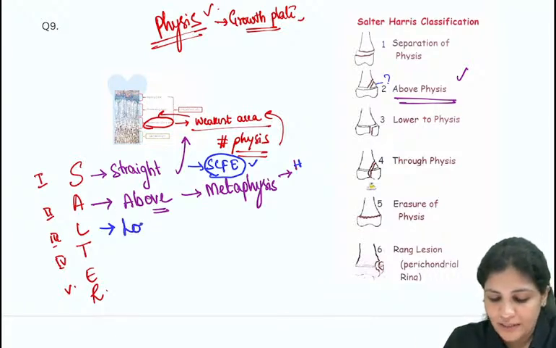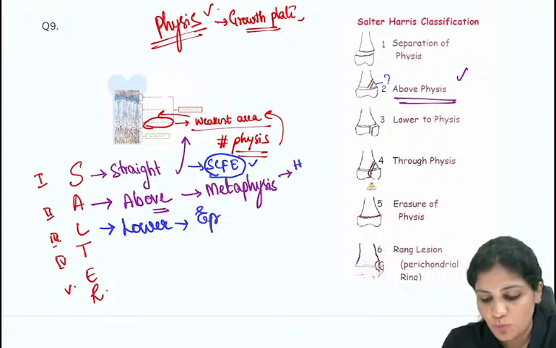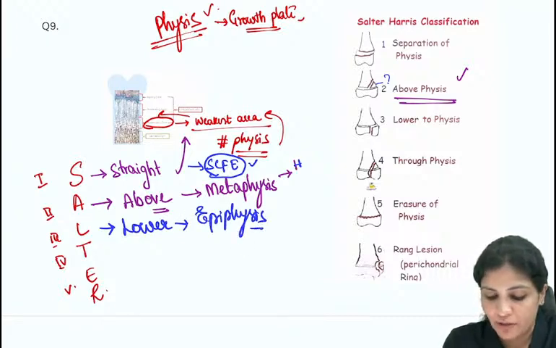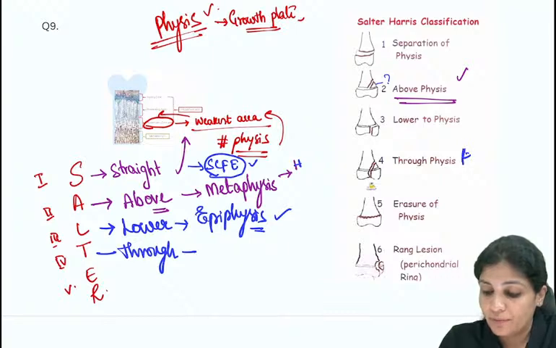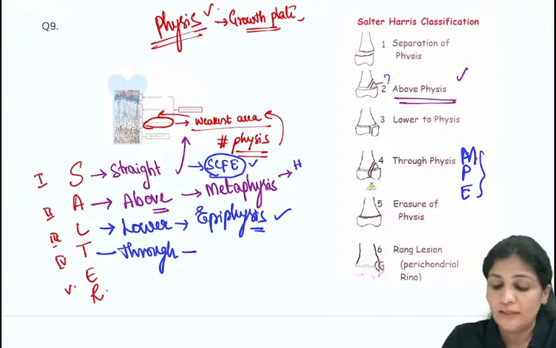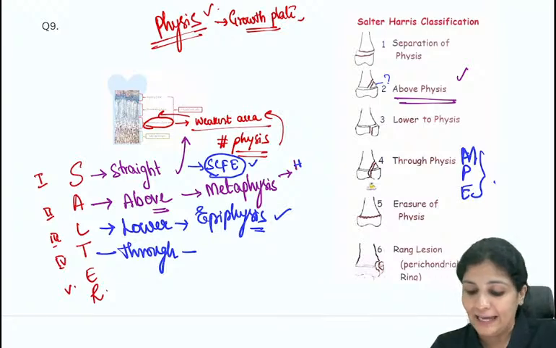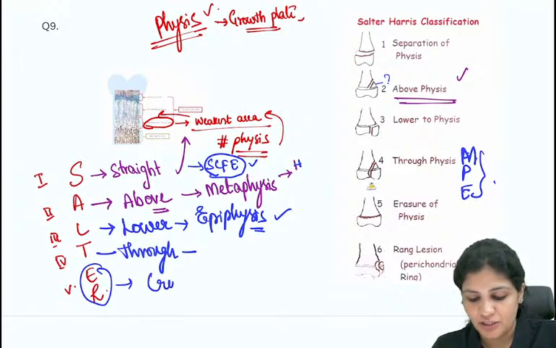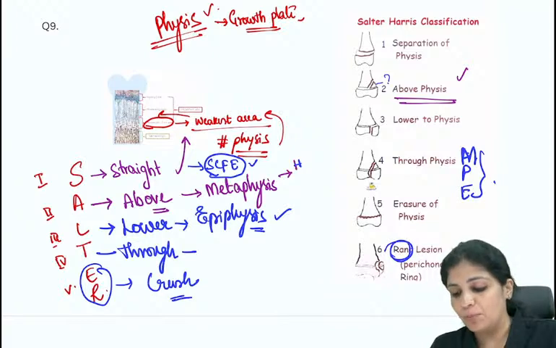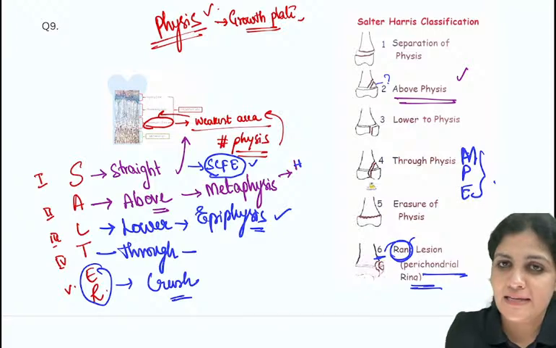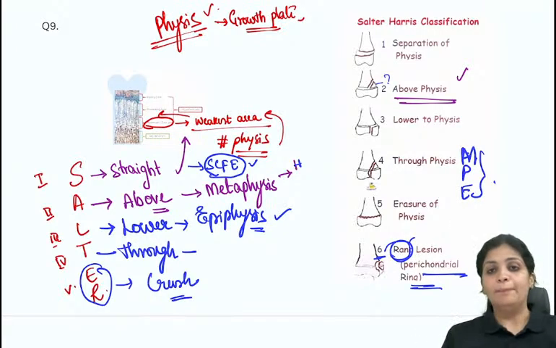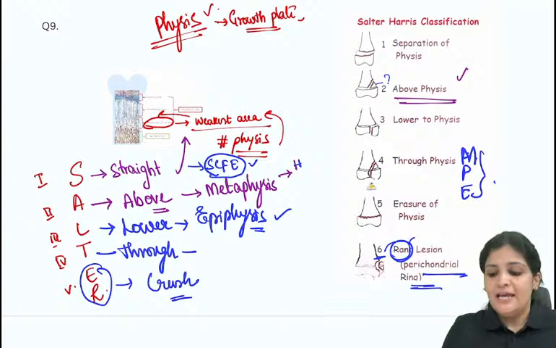Then L is lower, that is below the physis. So the epiphysis will come into play. This epiphysis will come into play in case of lower, and T is through, that is complete, through the metaphysis and the epiphysis. All 3 are involved in through. And then E and R. E and R is your crush injury. But Rang has come with one more, type 6, that is your perichondrial ring. That is outside the physis. Outside the physis, there is one layer which is attached. This is called the perichondrial ring. If that area is involved, then that is 6. So these are the Salter Harris classification.